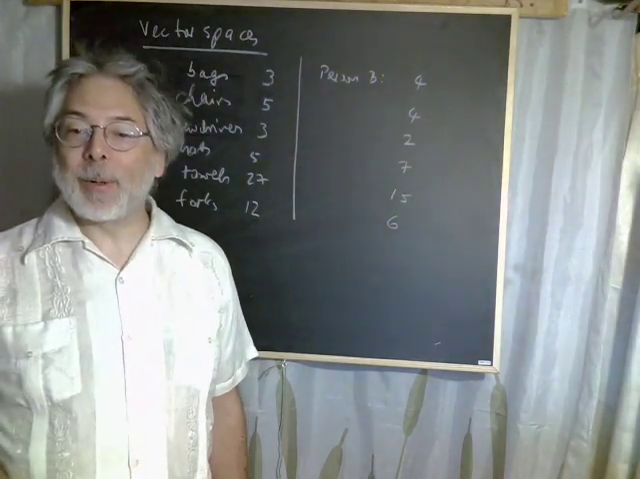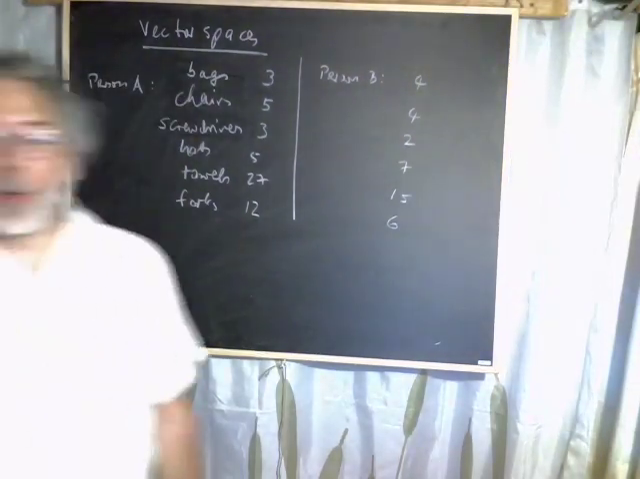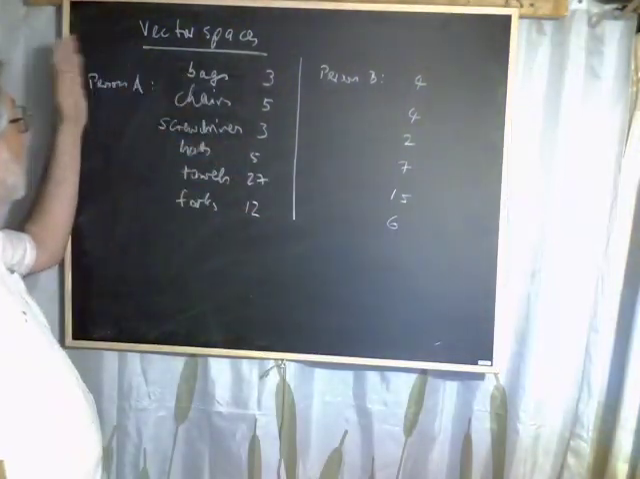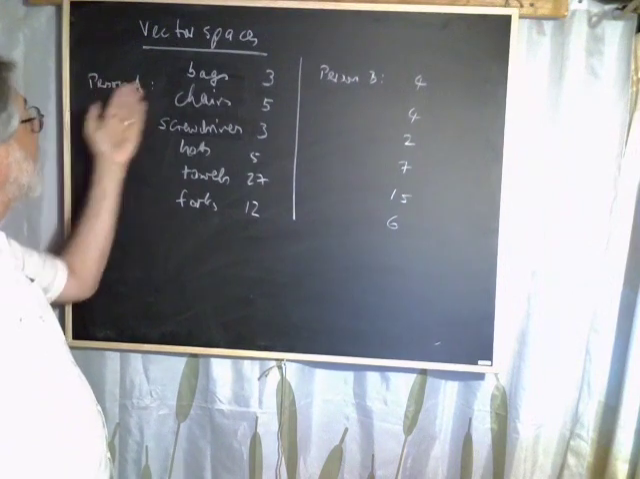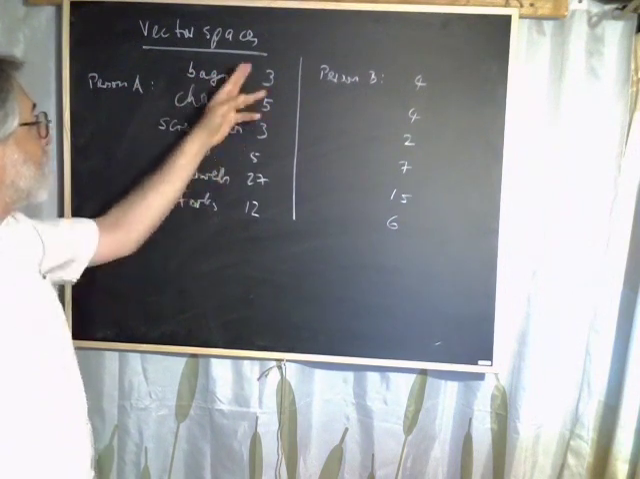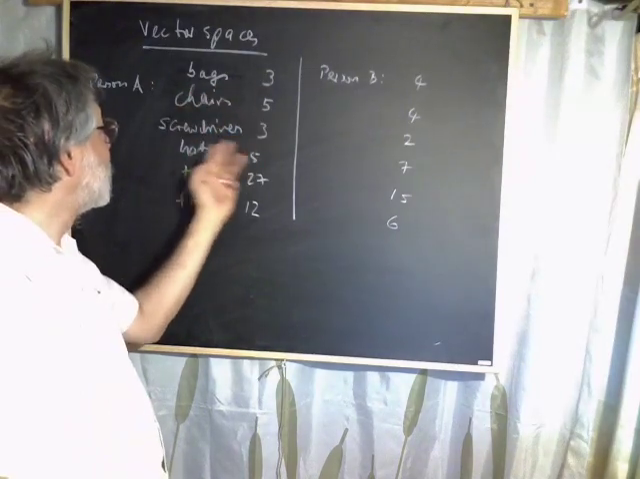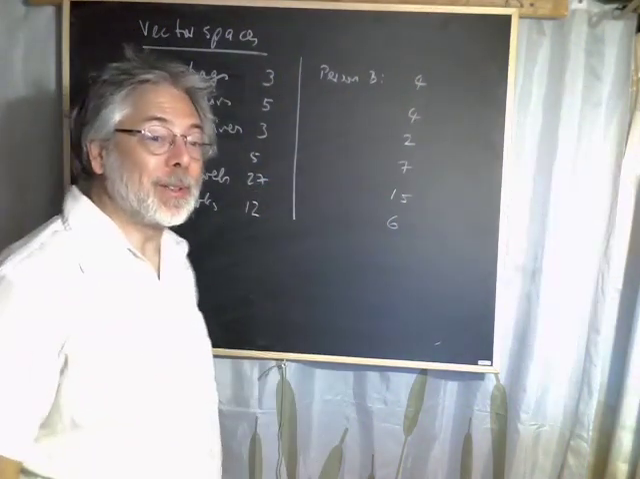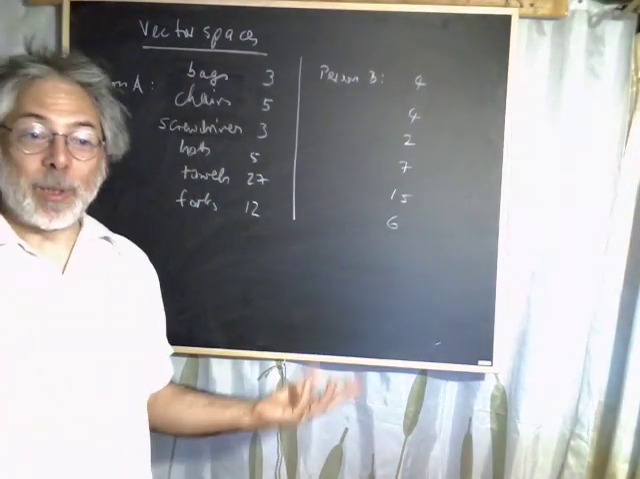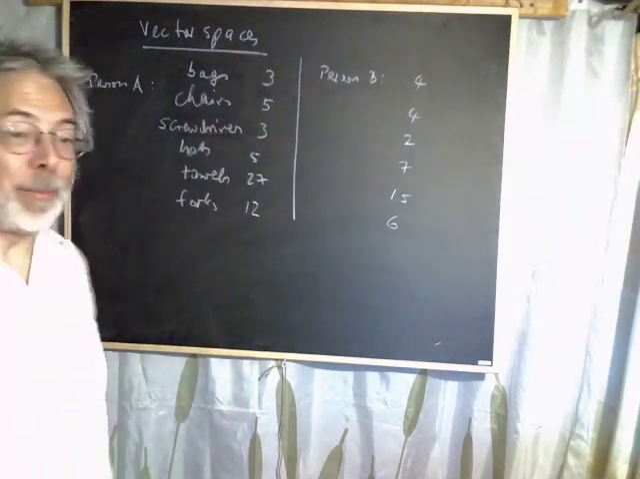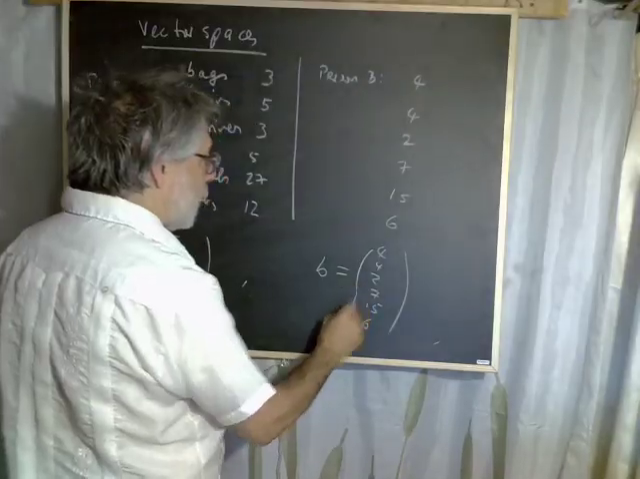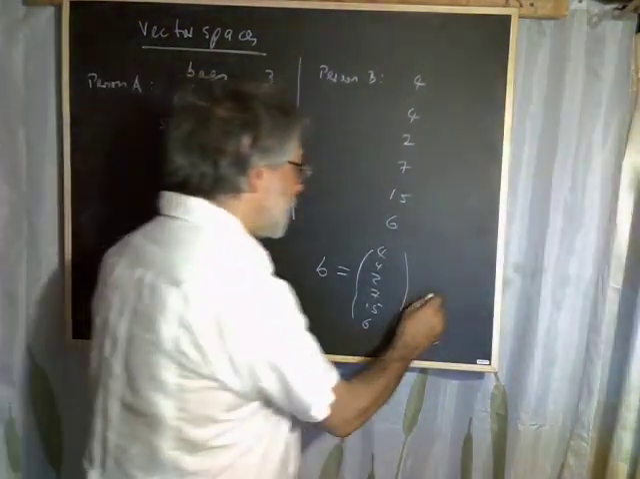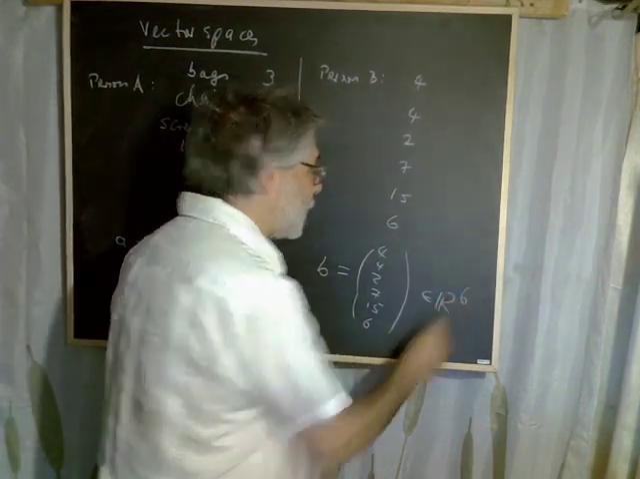Welcome to Geometric Models. In this lecture I'm going to talk about vector spaces. Assume in an example that a person A has a collection of items with certain numbers, 3 bags, 5 chairs, 3 screwdrivers and so on, and a person B some number of bags, chairs, screwdrivers and so on. What can you do with this? Well, you can collect all those numbers into a tuple, and these are elements of a vector space, namely real numbers to the power 6.